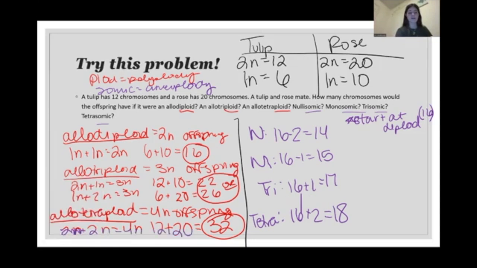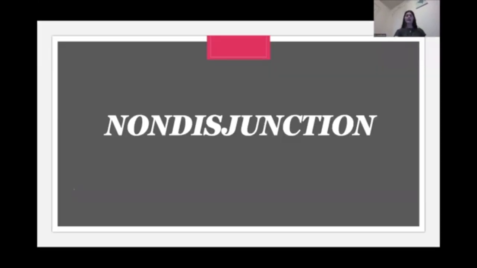And that's how you would solve all of those different types and what they're asking for. So really big takeaway, look at what the question's asking for. Is it asking for aneuploidy or polyploidy? And then apply your rules as needed. All right, and the next video is going to go through non-disjunction.